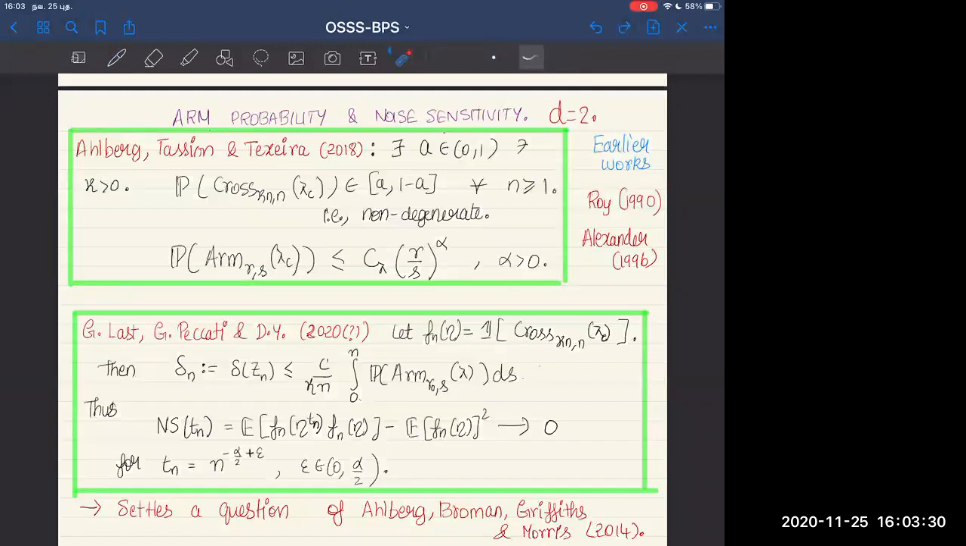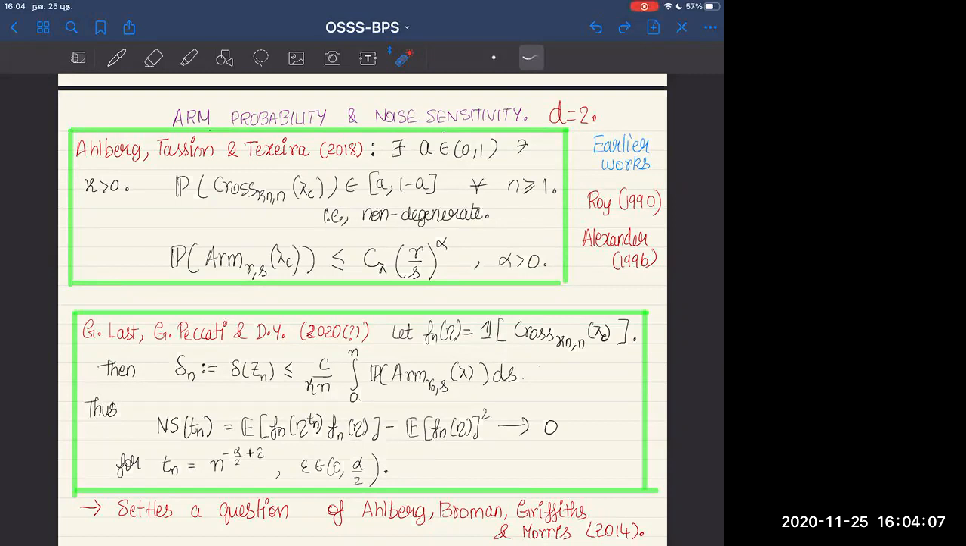So this was a question in a paper by Ahlberg, Broman, Griffiths and Morris, where they showed noise sensitivity, not quantitative, when the radii are fixed, not random. And they said the same thing should work when radii are random with bounded support. Their proof is completely different and much longer. They use another result of Benjamini, Kalai and Schramm, the randomized algorithm approach, which is somewhat different to Schramm-Steif.